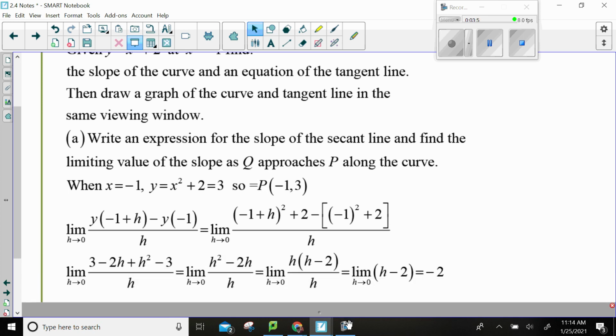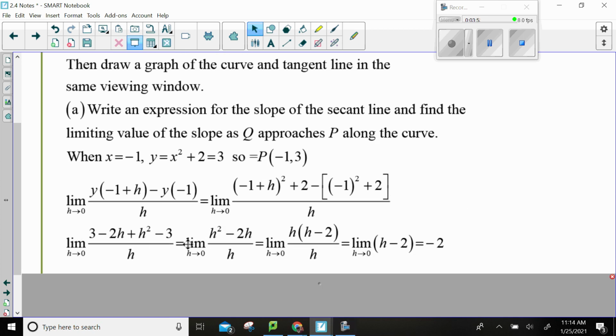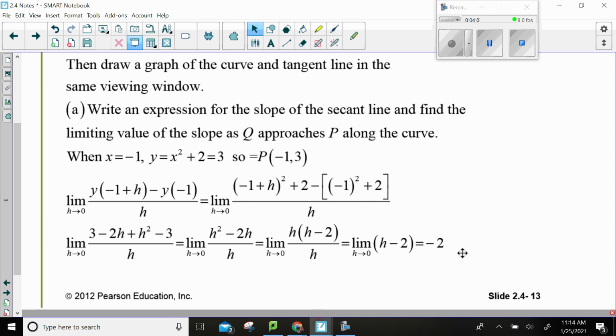We are going to simplify them. And then here, we simplify again, the H's cancel. And then as a limit, the easiest way to find the limit is to substitute. So we put the 0 into the function here, and we end up with -2. So -2 is going to be the slope at that point.